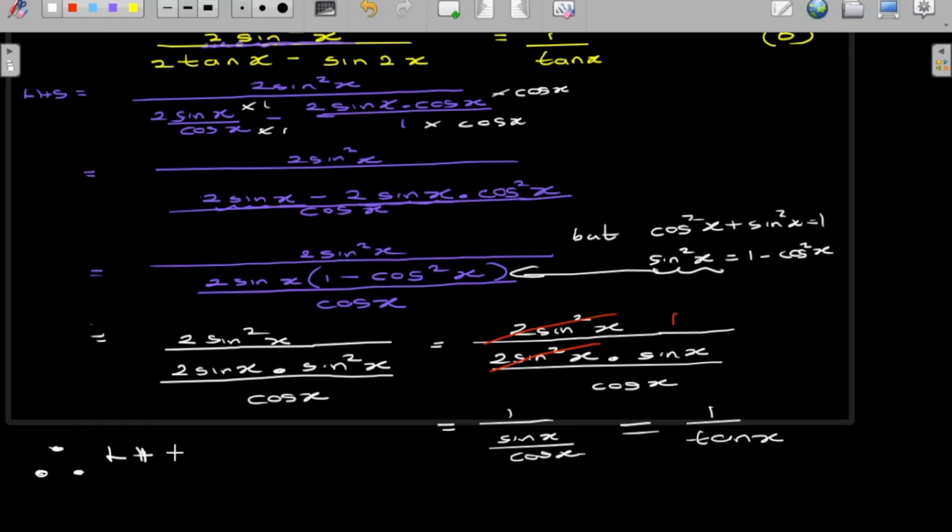So yeah, just gotta say, therefore the left hand side is equal to the right hand side, and then you can just say it is equal to tan x, or you can just leave it like that. That's fine.